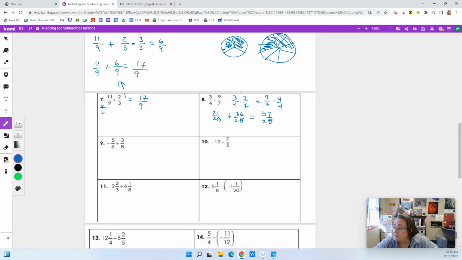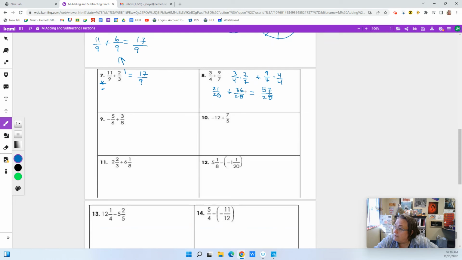Number 9, well, we got some stuff going on here. We got that negative, but that doesn't hurt us at all, right? We know how to deal with integers. But we have to figure out what our least common multiple is going to be for 6 and 8. Now, I know that 8 times 2 is 16 and 6 doesn't go into that. And 8 times 3 is 24 and 6 does go into 24, right? So we're going to make our least common multiple 24.